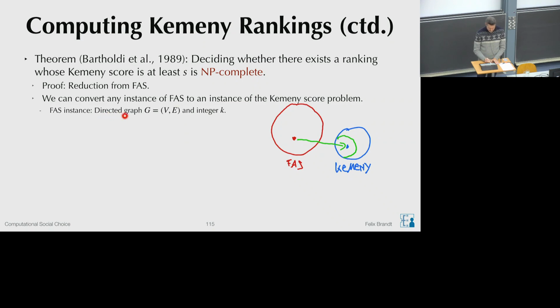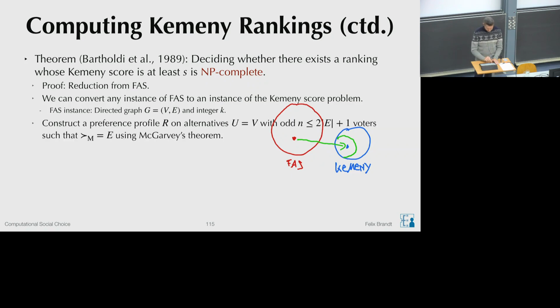So a feedback arc set instance is a directed graph and some integer k, which is the number of edges that need to be deleted in order to make the graph acyclic. Okay, so a feedback arc set means, can we make this graph acyclic by deleting k edges? And then the answer is yes or no.